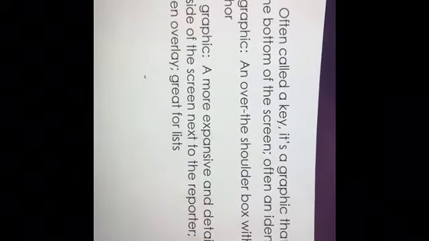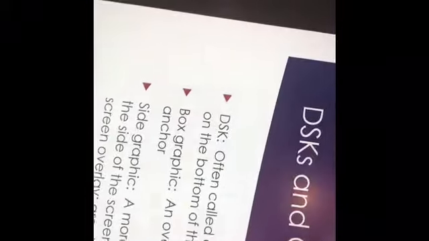I want you to know what a box graphic is. A box graphic is an over-the-shoulder graphic. A side graphic is a more expansive graphic that appears to the side of the anchor, actually creating a split screen. And side graphics are great for lists because they're bigger, and so if you have a whole side of the screen available to you, you can actually write a list on there, like steps to prevent the coronavirus, or how to fry a perfect egg.